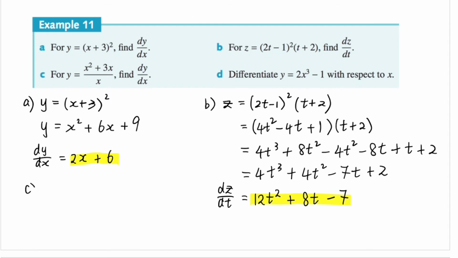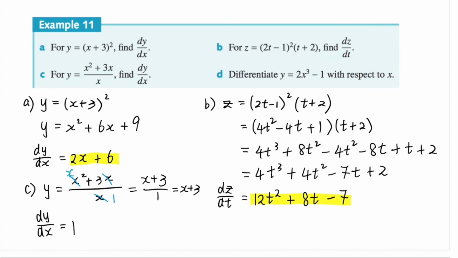Okay, now question C is y is equal to (x squared plus 3x) over x, and we want to find the derivative of y with respect to x. So we can simplify this expression because x is a common factor. If we divide x to the bottom, we have 1 left. And if we divide x to the top, we have x plus 3 only. So the original function can be rewritten as x plus 3 over 1, or simply x plus 3. And finally, dy over dx is simply 1, because the constant term 3 is gone.